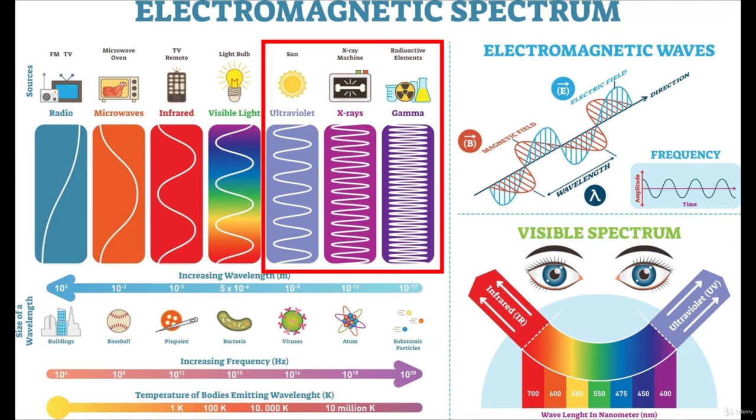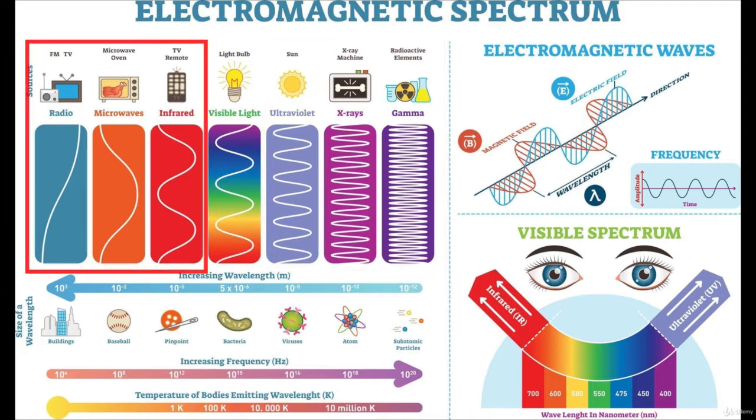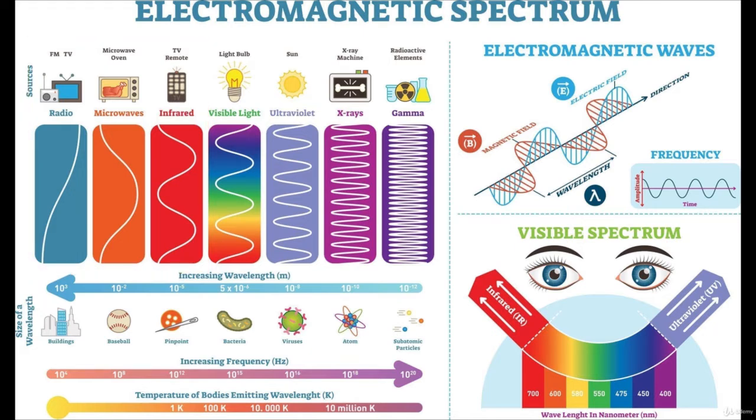Frequencies greater than visible light will consist of ultraviolet, X-ray and gamma rays. And frequencies less than this will qualify as infrared, microwave or radio waves. Light has a speed of 300 million meters per second.